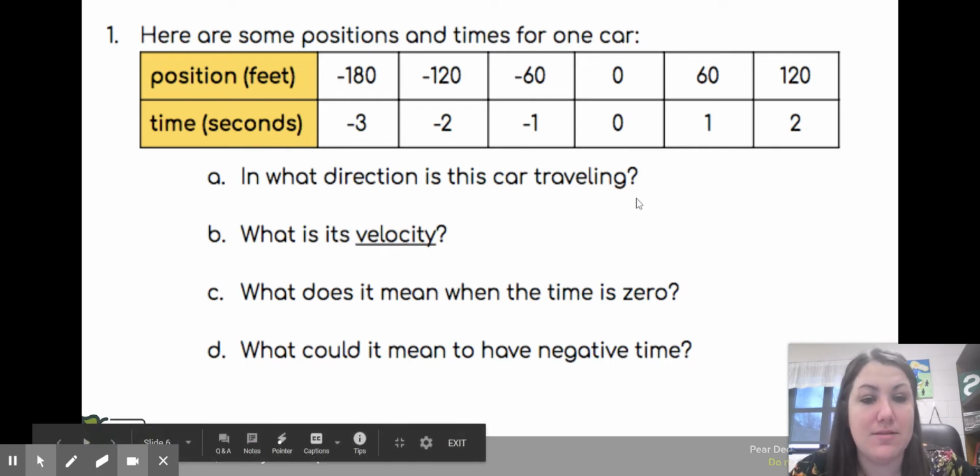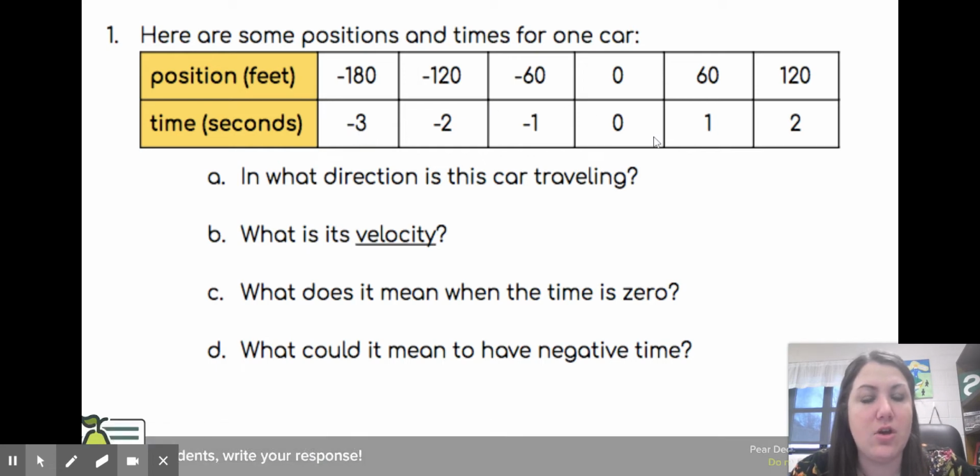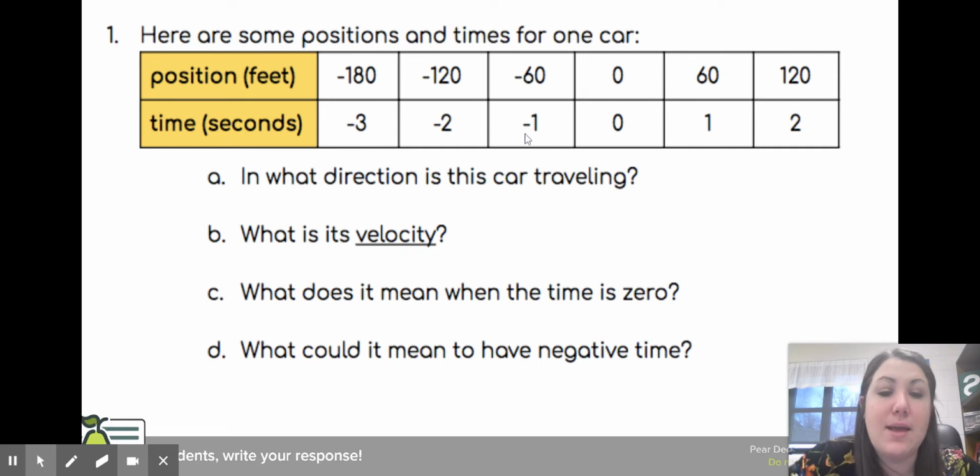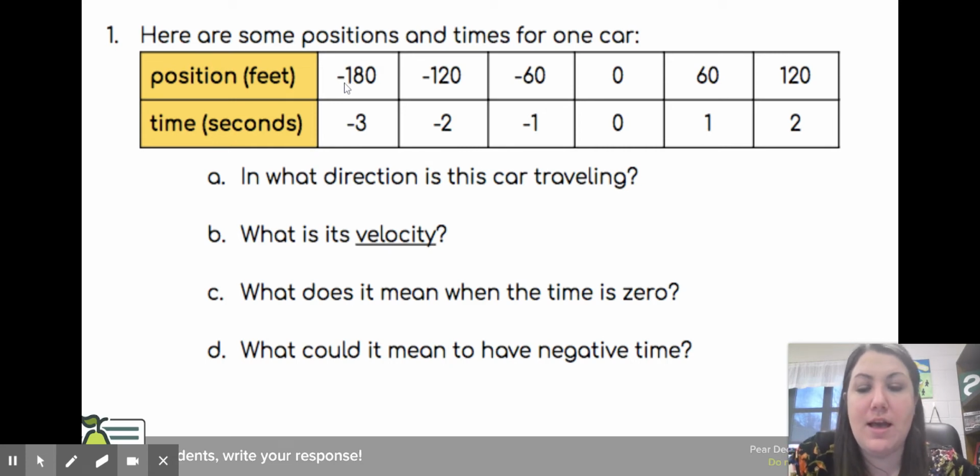What does it mean when the time is 0? And most importantly, what could it mean to have a negative time? Here you should see that these are negative numbers. So think about it. If it's at 0, that's where it started. So if it's a -1, then that would be 1 second before it reached the time it started. So 1 second before, it was 60 feet before 0. 2 seconds before was 120 feet. 3 seconds before was 180 feet. And we're talking about negative here, so that means it's west, and that means it's going towards the east.